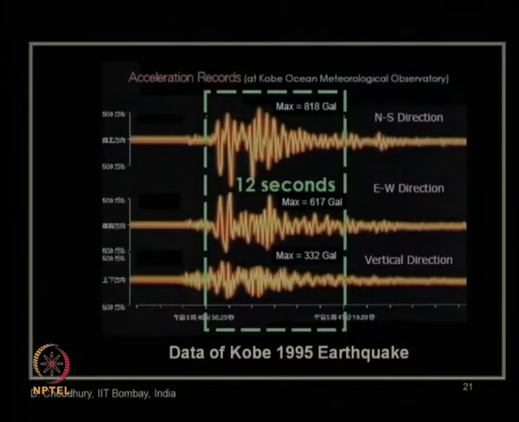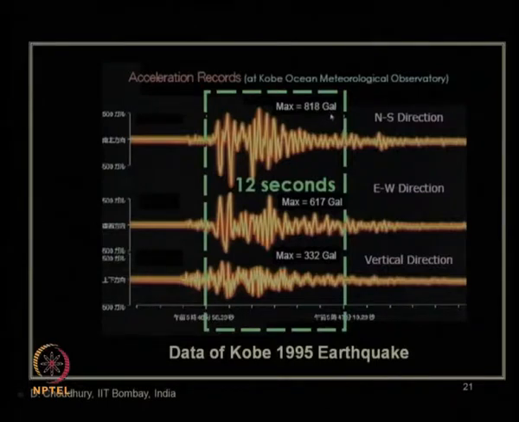So, this slide shows the basic data of the Kobe 1995 earthquake. This is the acceleration record at the Kobe Ocean Meteorological Observatory. This is the north-south direction horizontal acceleration record. This y axis is in gal unit. The Japanese people use the gal unit.